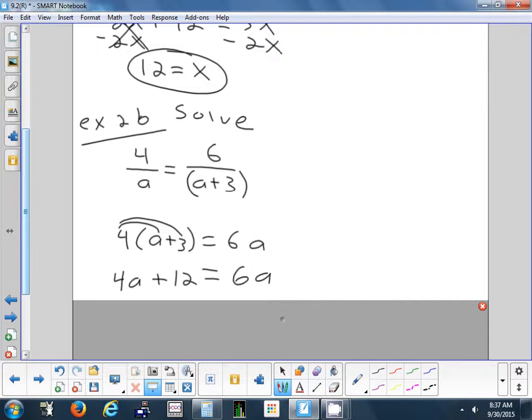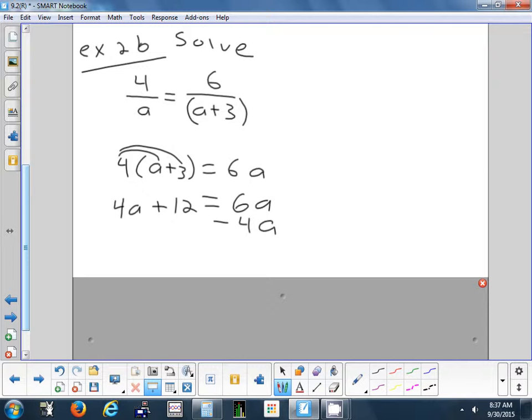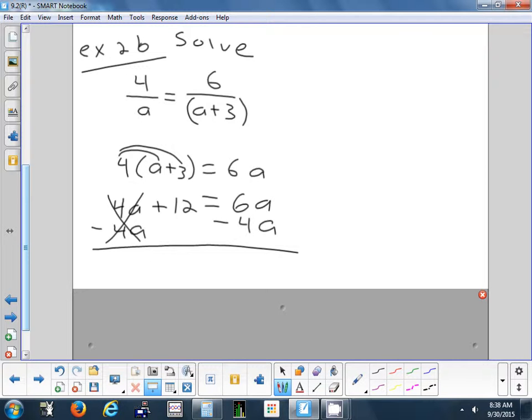All right, I think we got 2 steps left. You see what we do next? You subtract the 4a from 6a. Subtract the 4a from 6a. And 4a. Good. 4a, take away 4a, that's gone. And Rose, bless you, can you tell me what's left here? 12 equals 2a. Nice.